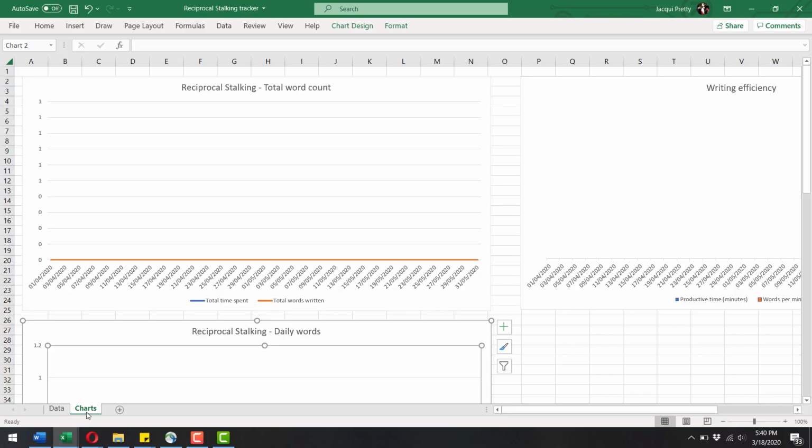If we go to the second tab or the next sheet in the workbook, you'll see that I've put together a few different charts. So I've got my total word count, writing efficiency, and daily words. Total word count is simply the cumulative daily word count, and I've also got total time spent because I'm curious to see how those are correlated and whether there are any days where there are big spikes in word count but the time doesn't go up as much, or vice versa.